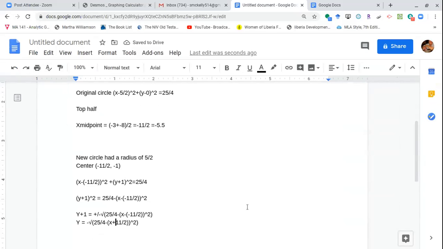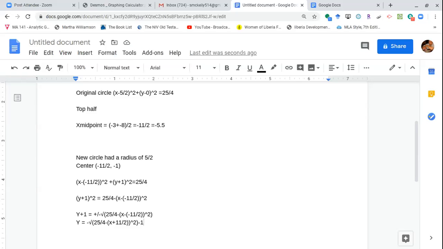And now what I have to do is move the 1 over, but the 1 is not under the radical. That's the mistake I made this morning. I put it in with the y minus 5/4, and I got 9/4 when I added. And it should be after the whole term.